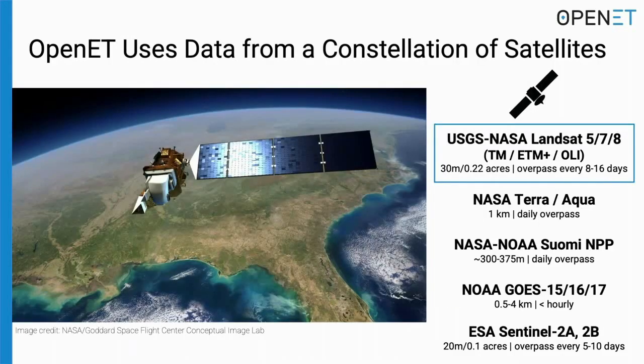OpenET is driven with data from a constellation of satellites. So we use data from Landsat, from the Terra and Aqua satellites, from the NASA NOAA Suomi NPP mission, the NOAA GOES satellites. We're working on integrating data from the Sentinel-2 mission, operated by the European Space Agency. That said, Landsat has really been the workhorse. It is the satellite that provides the concurrent optical and thermal measurements at that 30 to 100 meter resolution that allows us to produce the field scale ET data.